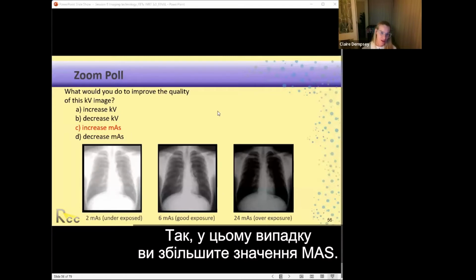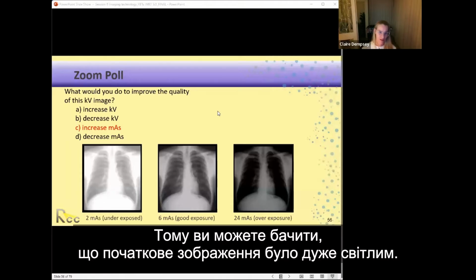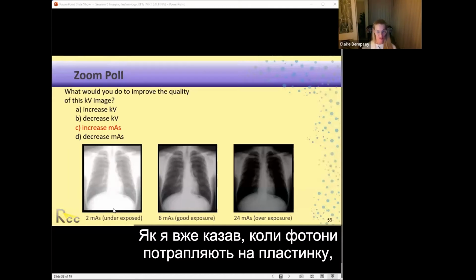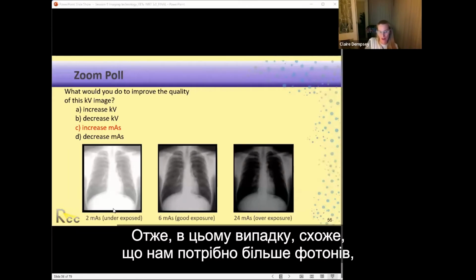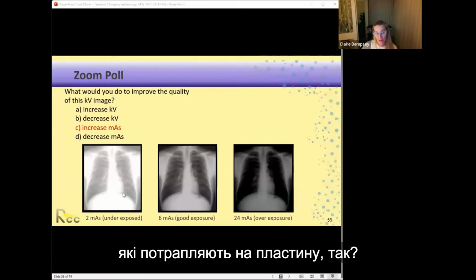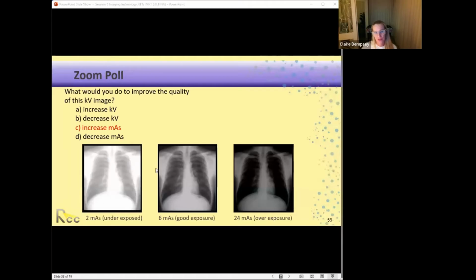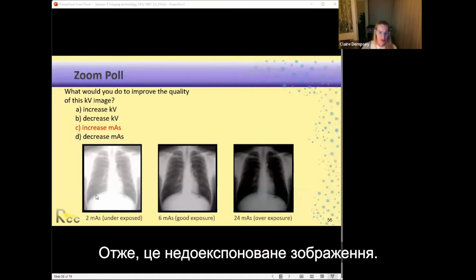Yes, so in this case, you would increase the MAS. You can see the original image was very light. Like I said, when the photons hit the plate, they make it darker. So in this case, it looks like we need to have more photons hitting the plate, right? So this is an underexposed image.